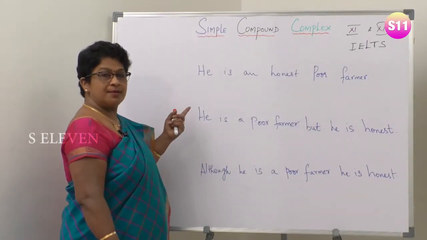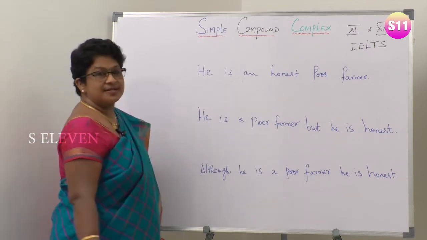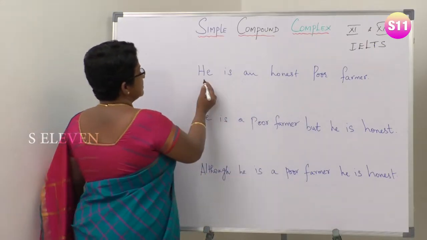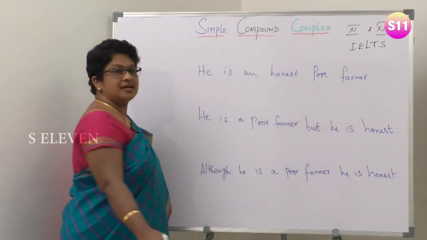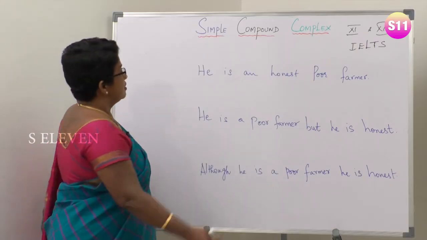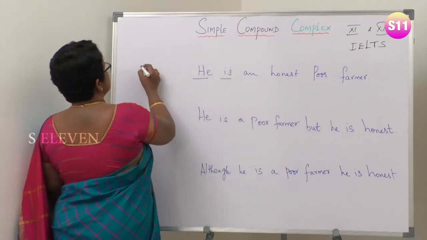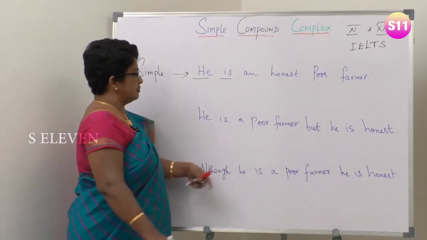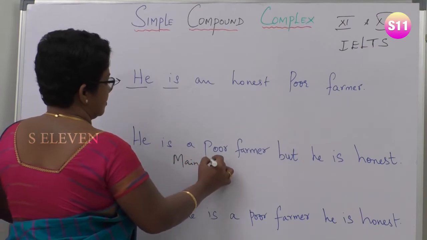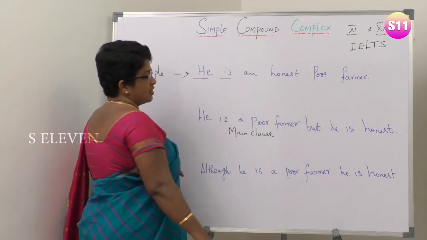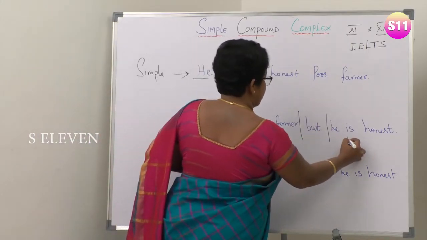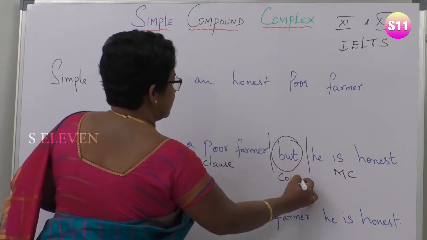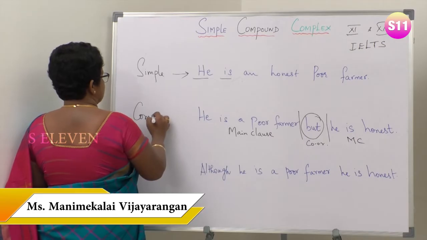Now I have given another set of examples. You just try to identify the sentence which is simple, compound and complex. Well, before that, just tell me which is the main clause and subordinate clause. Here this is: he is an honest poor farmer. You don't see any coordinating conjunction or subordinating conjunction. You have a subject and a main verb. So this is a simple sentence. Next, he is a poor farmer. You have a main clause. But he is honest. This is another main clause. And this but, it's a coordinating conjunction. So this is a compound sentence.